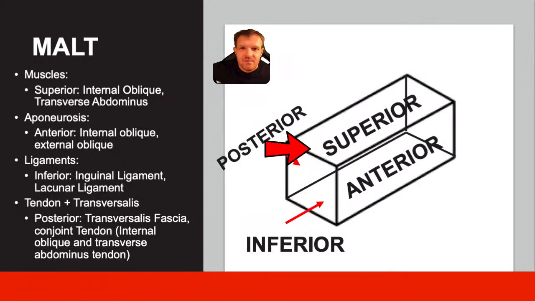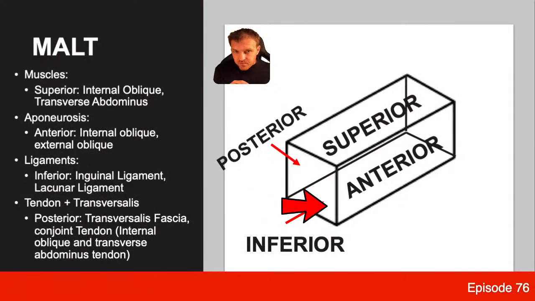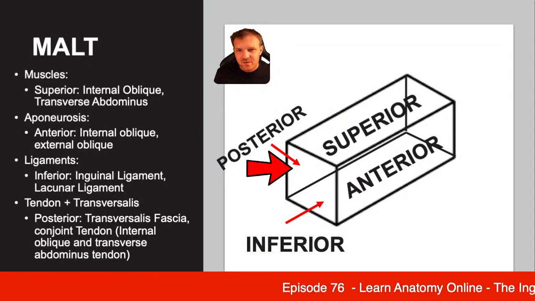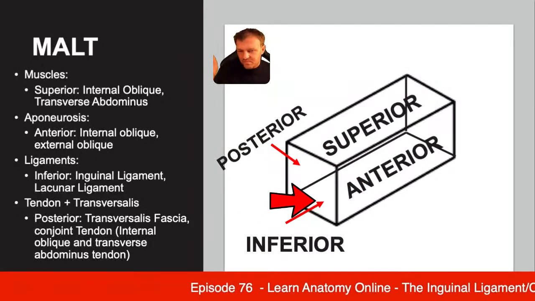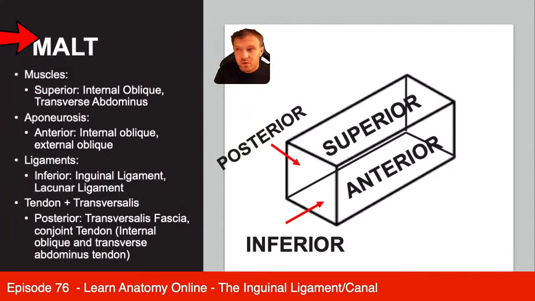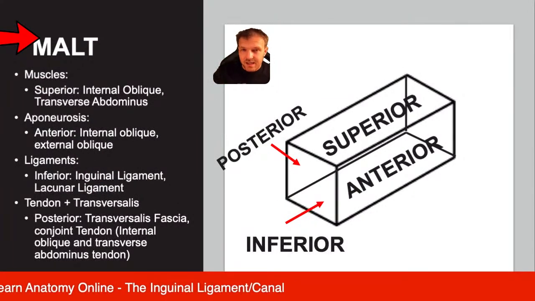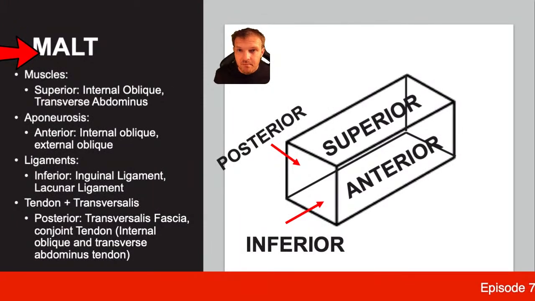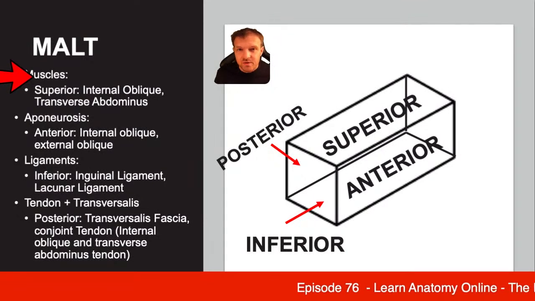So this is the canal. It's really hard to draw this on a 2D page, so I've tried to do all the arrows in the right place. To remember the inguinal canal and the areas that border that canal and make up the tube network, you can use the mnemonic MALT, M-A-L-T. So the M is to do with muscles.